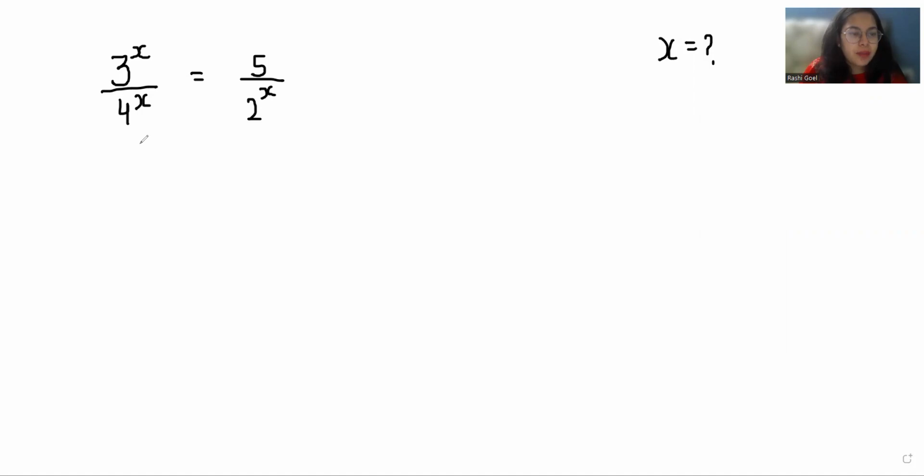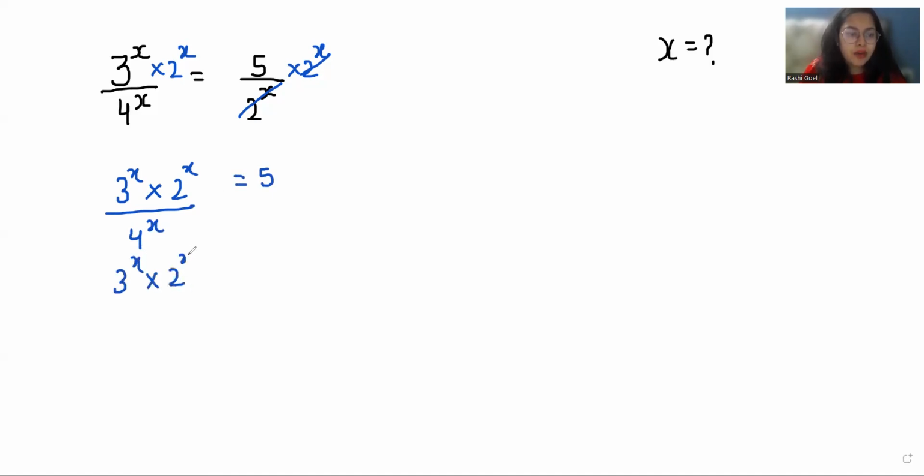So first I am going to multiply with 2^x both sides. We can cancel out this. So what is left? 3^x times 2^x by 4^x is equal to 5. Now 3^x times 2^x by 4^x, we can write 4 as 2 times 2 whole power x is equal to 5.